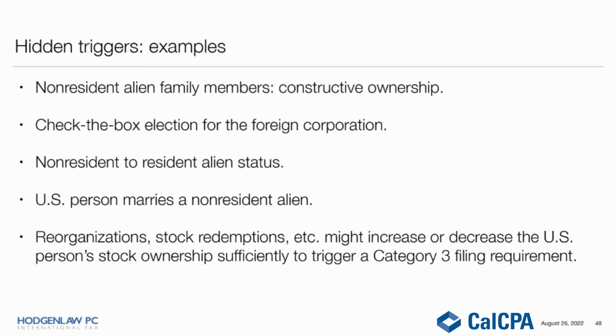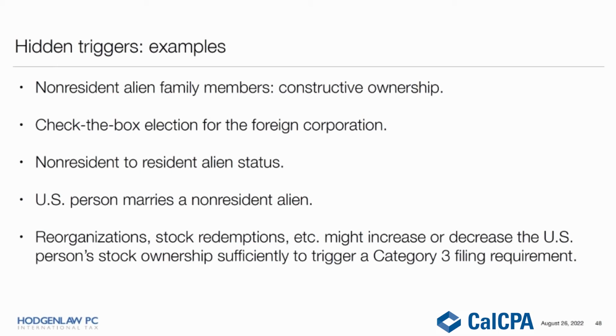There are some hidden ones, and I'm just going to give a few here that you should be suspicious about and look for. The obvious one, of course, is non-resident alien family members. So if there are related parties who acquire stock that might magically be yours through constructive ownership, maybe that's going to push you over the 10% threshold, or maybe they sell and that pushes you under the 10% threshold because of the attribution rules.